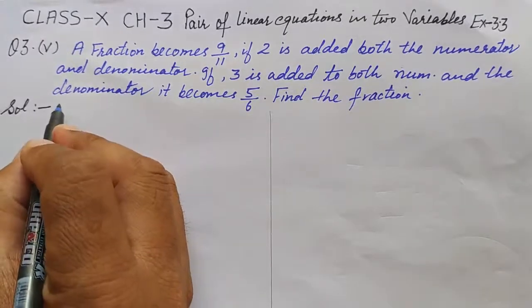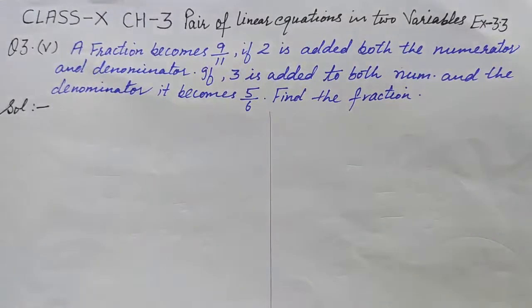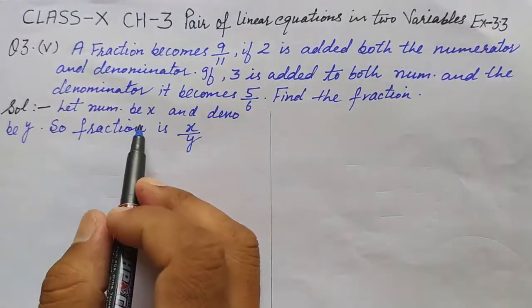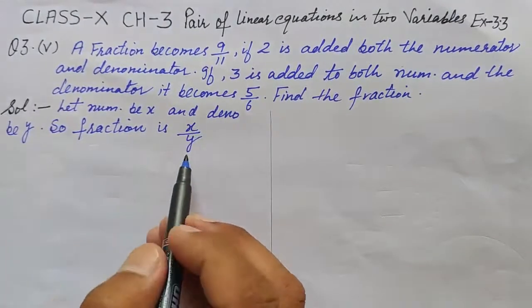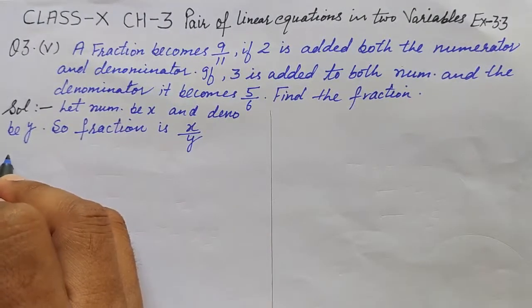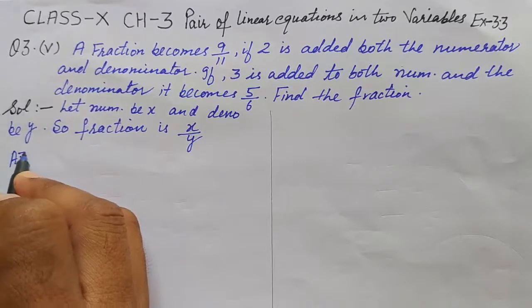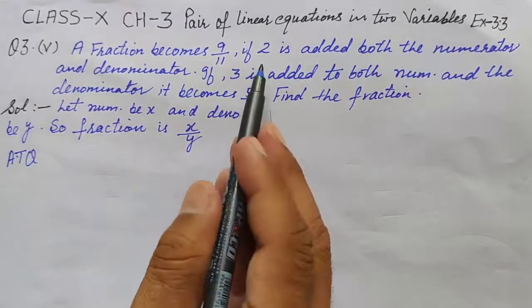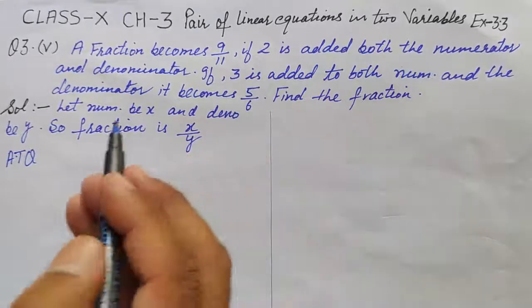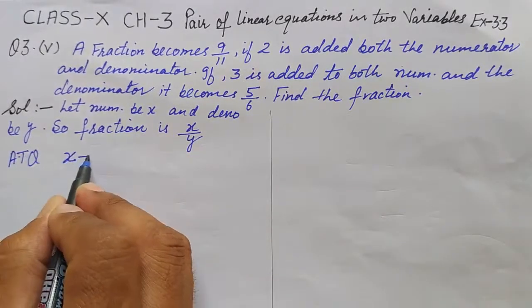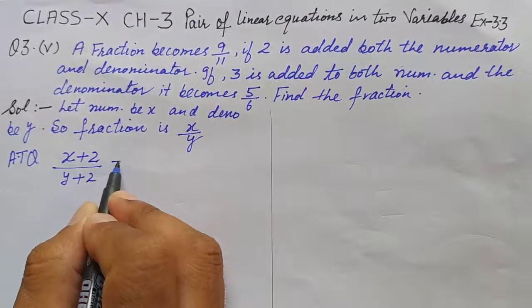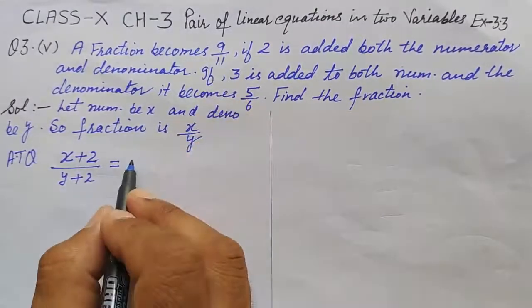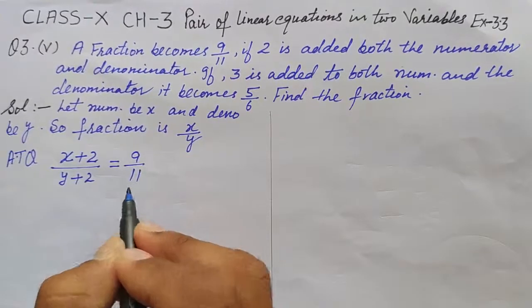First of all, we'll write that let numerator be x and denominator be y. So fraction is x over y. Now the first condition, according to the question: if 2 is added to both the numerator and denominator, it means x plus 2 and y plus 2. Now he's saying that it becomes 9 over 11. So (x plus 2) over (y plus 2) is equal to 9 over 11.